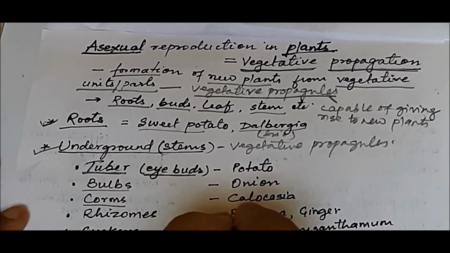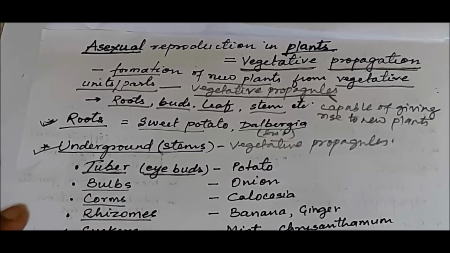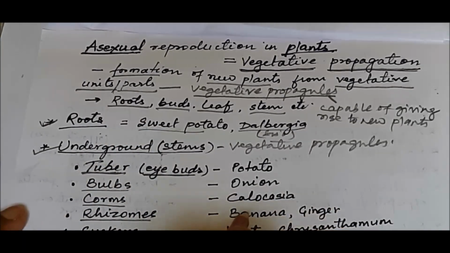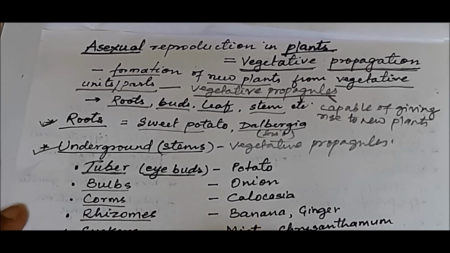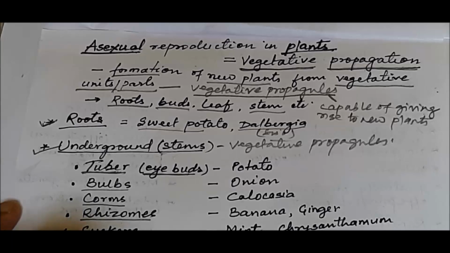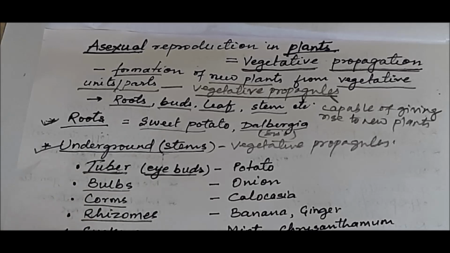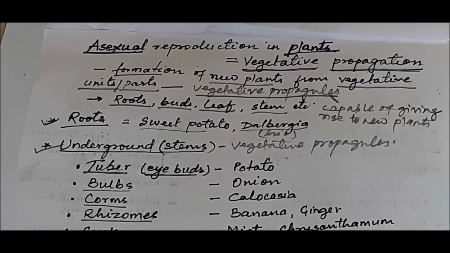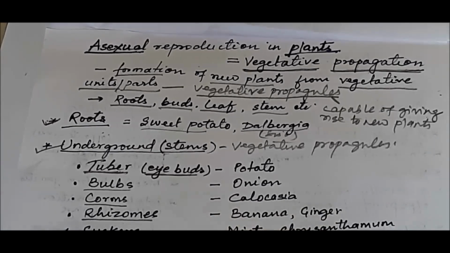Corms is Colocasia. Rhizomes are again buds. These buds can give rise to a new plant in banana and ginger. Sucker is seen in mint or chrysanthemum plant. And some aerial parts are there, or we can say aerial vegetative propagules. Runner propagule is seen in Cynodon. Cynodon means doob grass, which is used in puja and so on, and Oxalis.